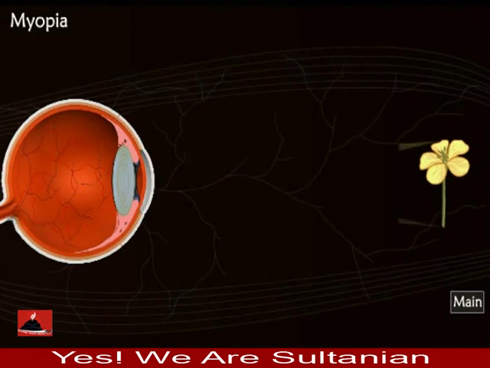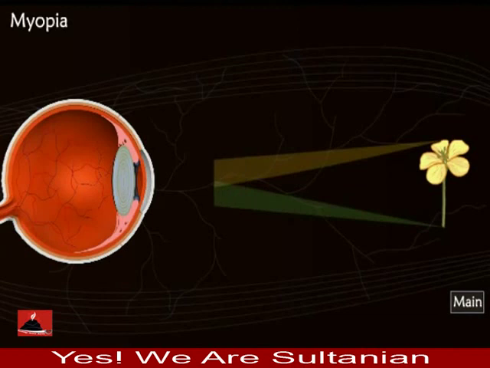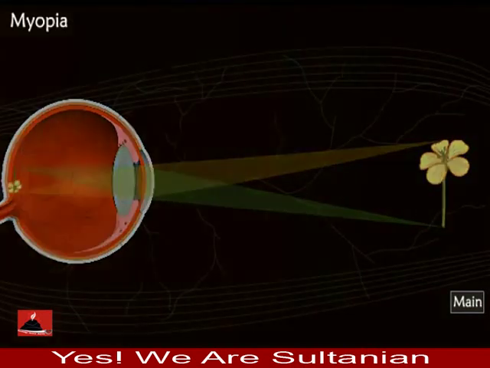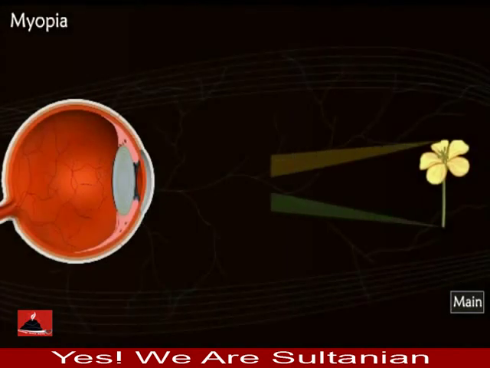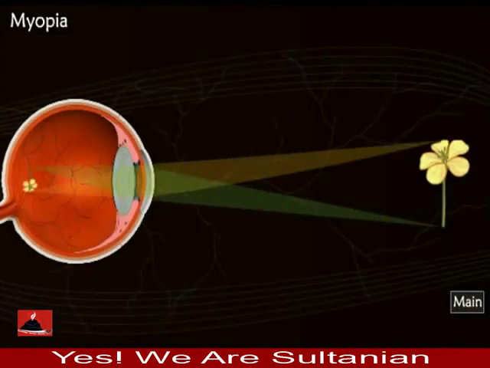In the case of a normal eye, the rays of light from the object fall on the eye and converge on the retina. Whereas in the case of a myopic eye, the light rays are focused in front of the retina.